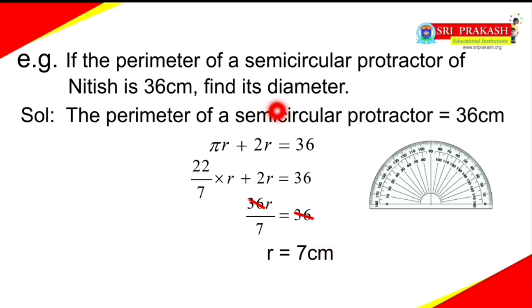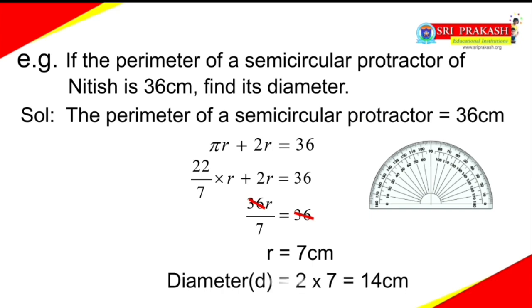But we are supposed to find its diameter. Children, we know that the diameter d is equal to double the radius. That is 2 into r, which is equal to 2 into 7, which is equal to 14 centimeters. Therefore, the diameter of the semicircular protractor is 14 centimeters.